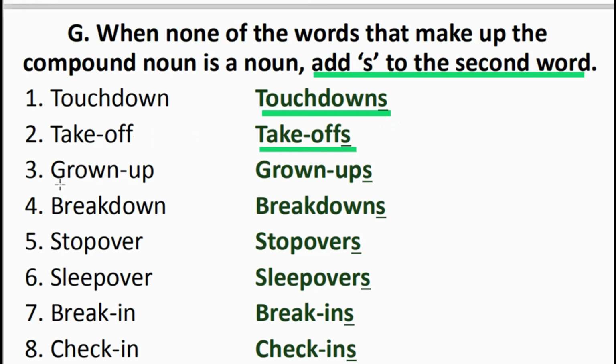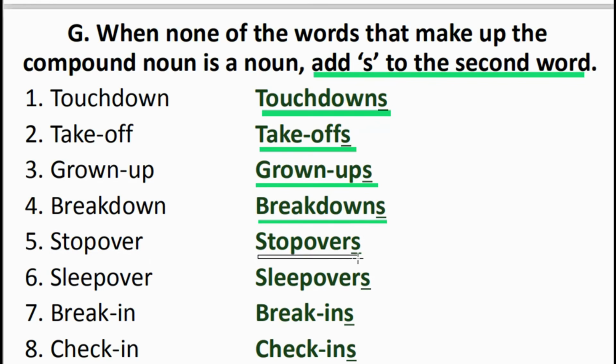Grown up. Grown is a verb. Up is like a preposition in this case. Therefore, it becomes grown-ups. Since none of them is a noun, we add s to the last word. Grown up, grown-ups. Breakdown, breakdowns. Although this one is rarely used, breakdown becomes breakdowns. Stop over. Stop is a verb, over is a preposition.